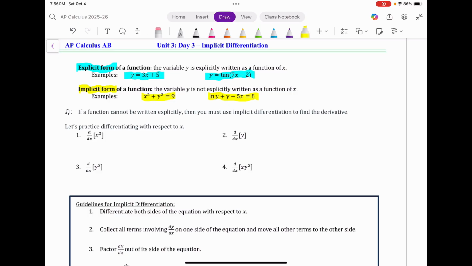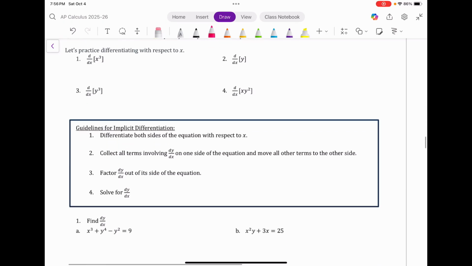And if something's written in implicit form and there's no way to isolate y by itself, you have to do what's called implicit differentiation. Okay, so let's practice differentiating with respect to x before we do implicit differentiation. Okay, so this is saying if we take the derivative with respect to x of x cubed, we know this is 3x squared by the power rule. Okay, when we're taking the derivative with respect to x of y, we know this is dy dx.